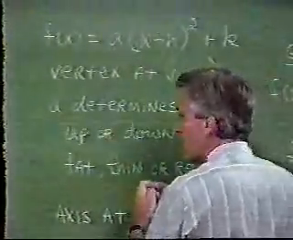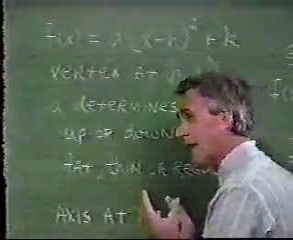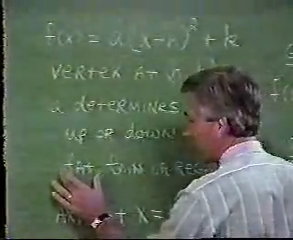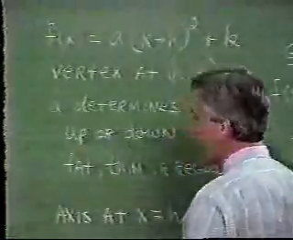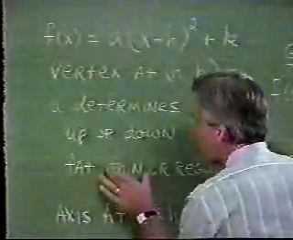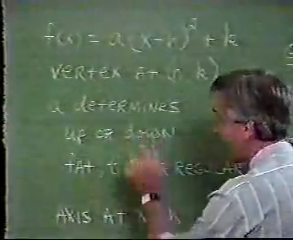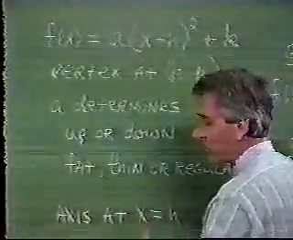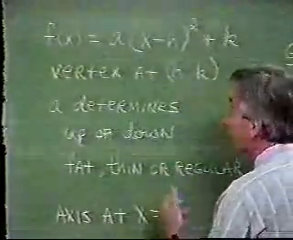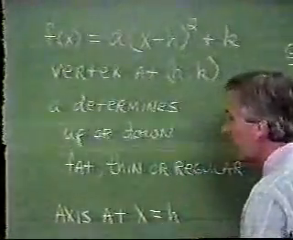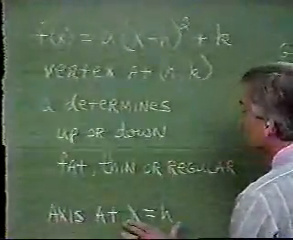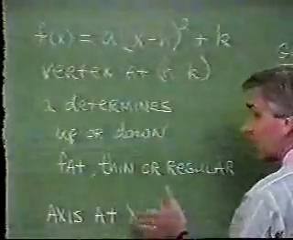Now, if a is a number whose absolute value is between 0 and 1, it turns out that the graph will end up being fat. That is, if it's a fraction between 0 and 1, positive or negative. The graph will be relatively thin if that a value is larger than 1 or smaller than negative 1. And the graph will be relatively regular or normal in shape if a itself is 1. Also, we'll have an axis of symmetry at the line x equals h. That'll give us a vertical line going through that vertex.